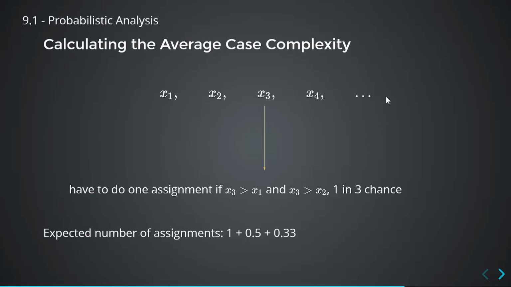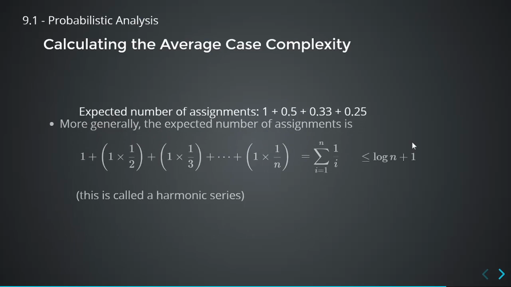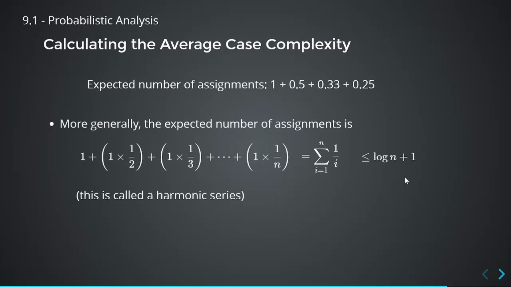And repeat the same thing for x4. The chance of that being bigger than the other 3 is 1/4. So the number of assignments that you expect to do is just 1/4, 0.25. So that is the expected number of assignments. And this is what we call a harmonic series.